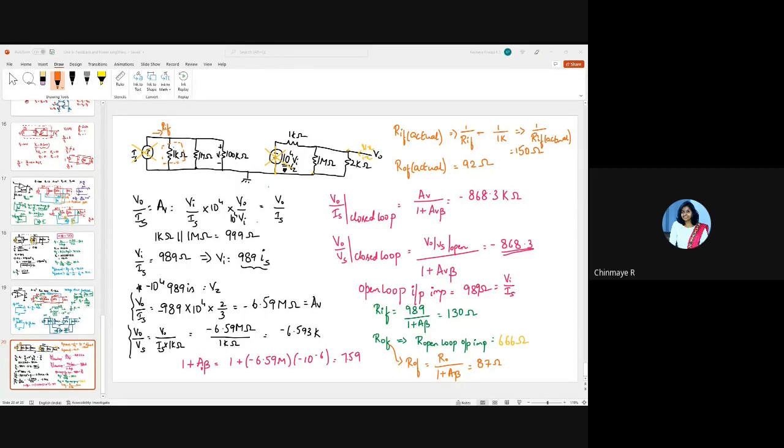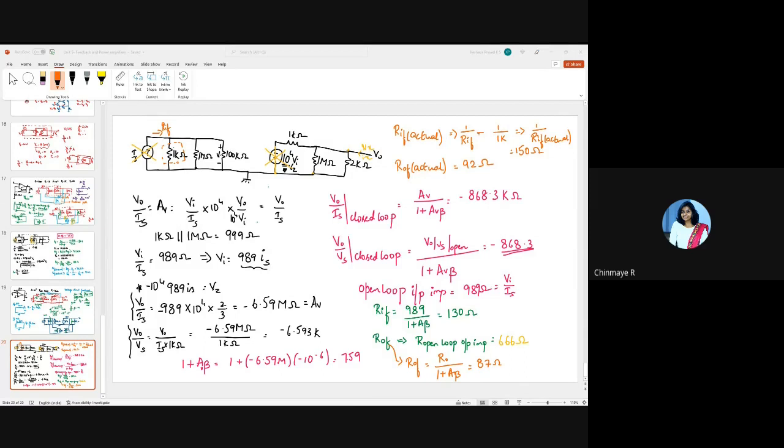Then we calculated the open loop gain V0 by IS, which was negative. And then we multiplied that by beta. AV into beta was positive. So we calculated 1 plus AV into beta because we need it for calculating all the closed loop parameters. Okay. And then based on this, from the open loop gain, we are able to calculate the closed loop gain using AV by 1 plus AV beta.